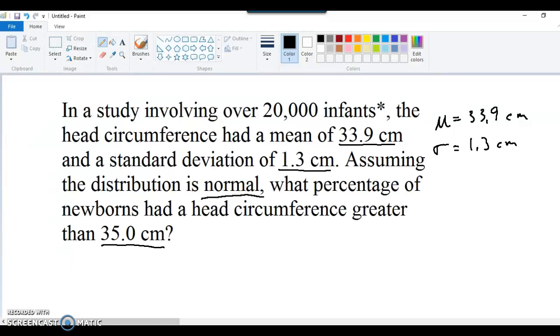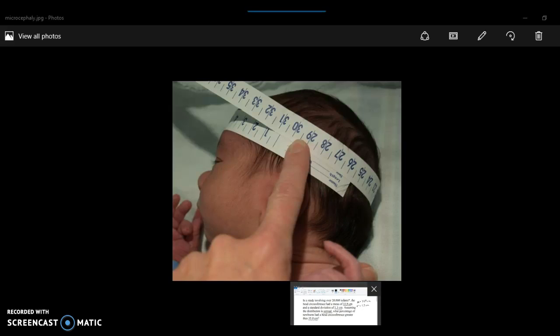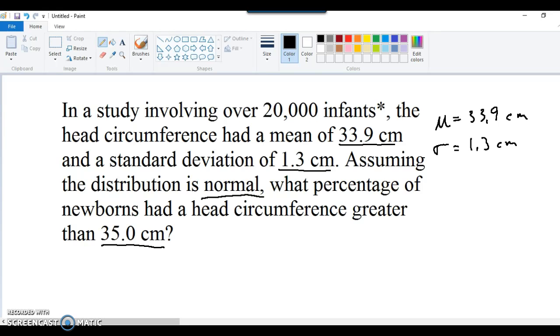All right, now before we go any further, a little bit of background. Whenever a baby is born, the hospital staff will take several different measurements like height and weight and so forth, and they also will measure head circumference. Here's a picture of a newborn baby getting his or her head circumference measured. This baby's head circumference looks like about 31 centimeters. So this baby's head is a little bit below average because the mean, according to this study of 20,000 infants, is 33.9 centimeters.